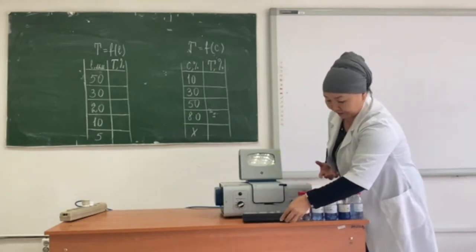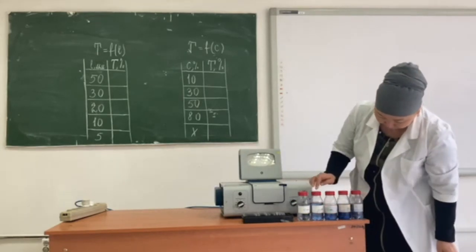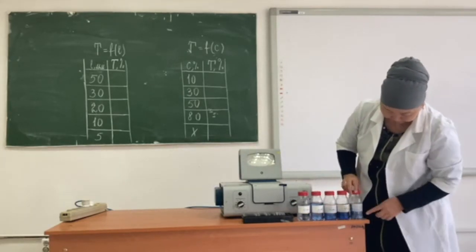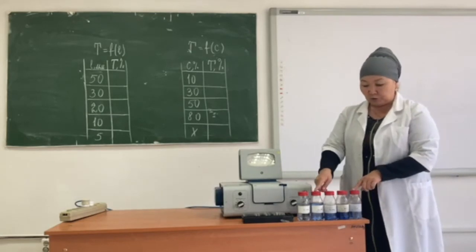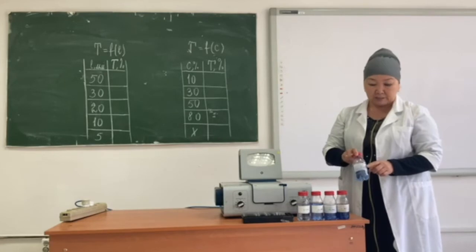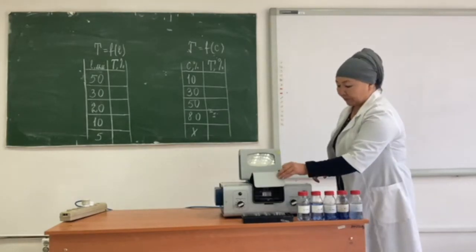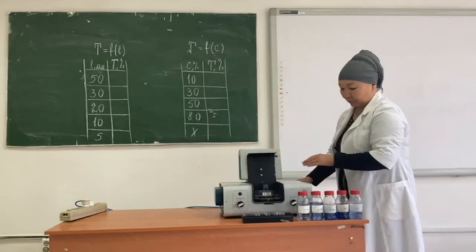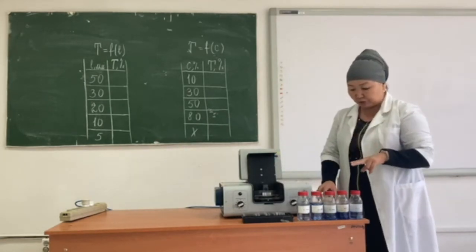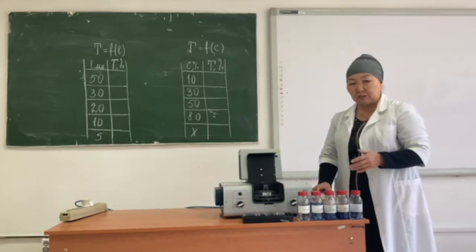And today we will work with a blue stain solution of 10, 20, 30, 50, and 80% and one with an unknown concentration. As a result of our experiment, we will determine the unknown concentration. We will carry out the experiment by the comparison method, which is using two liquids. This is a colored solution, and we will take pure water as a reference liquid.